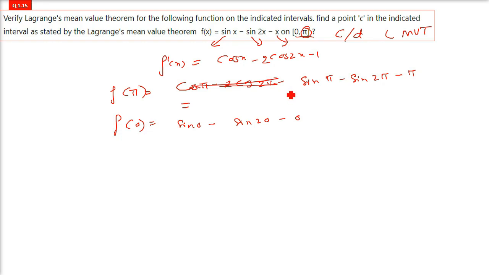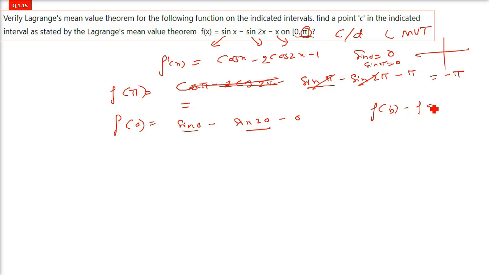You know that sin n pi, n being an integer, is always 0. Sin 0 is 0, sin pi is 0. This is just for people to recall that all these terms with n pi will be 0, but you will remain with negative pi. Here it's 0, 0, minus 0, minus 0, minus 0. It's going to give you 0. So this is 0, this is pi.